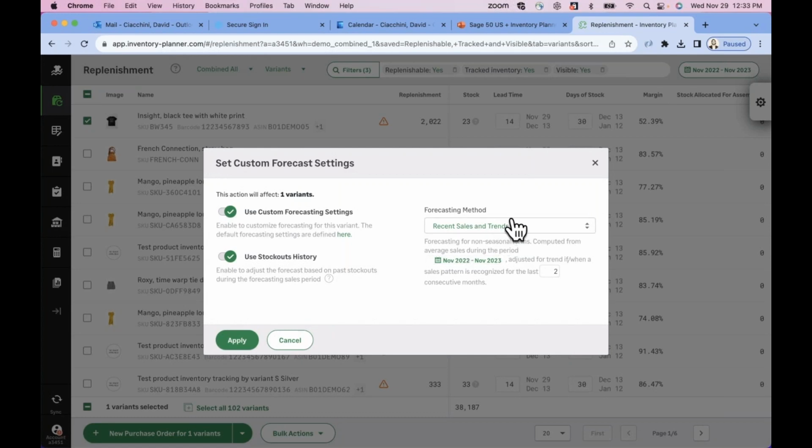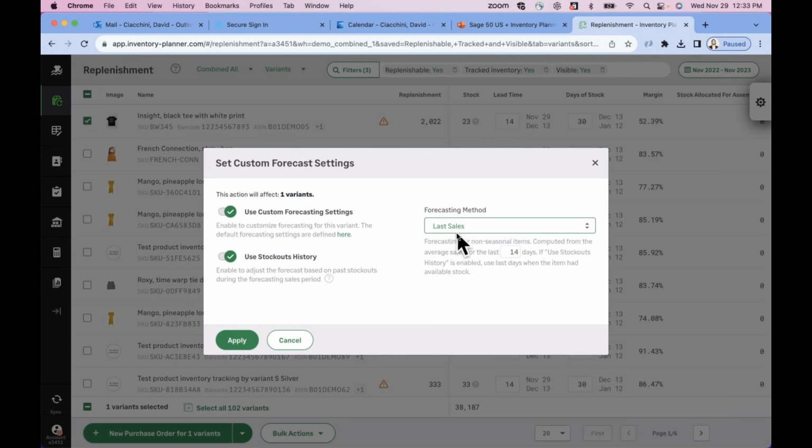Now, as far as the trends piece goes, I'm also telling the system to hone in on the past 2 consecutive months. And if this product is trending upward in sales or downward in sales, have that factored into the forecast as well. So that's recent sales and trends. Again, works really well for our customers that have evergreen products, so products that sell pretty routinely throughout the year.